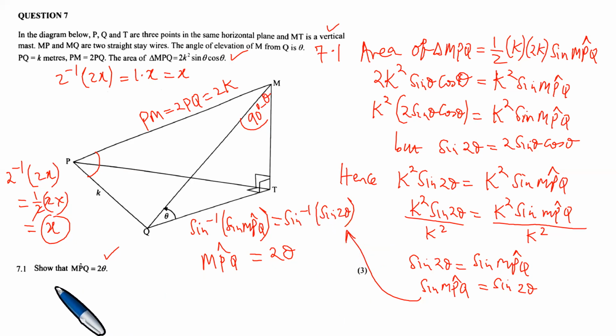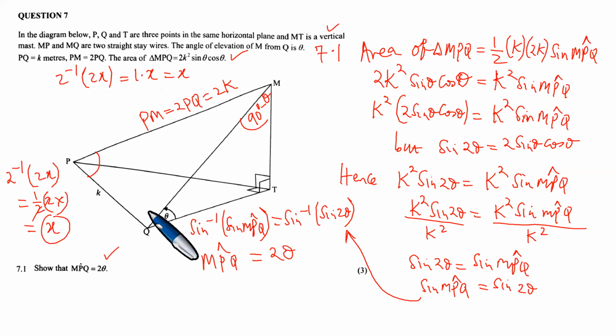So as a consequence, the students in the province of Gauteng were asked to show this question, to just show that MPQ is 2 theta. And the students would realize that the area was given, it was the hint. Okay, it was the hint, because how else can the student do this question? I mean, is there any other way to do the question?